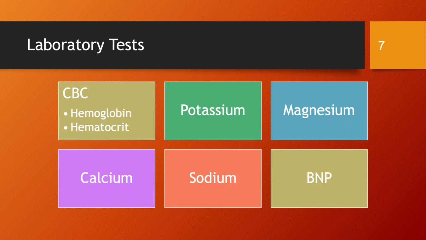We also do laboratory tests to check how the heart is. We do a CBC, check hemoglobin, hematocrit. We check potassium, magnesium, calcium, sodium, and BNP. All these will show us how the heart is doing. BNP, the normal is 100. Anything above, there are patients that have it even in the thousands. That means something is really wrong with the heart.